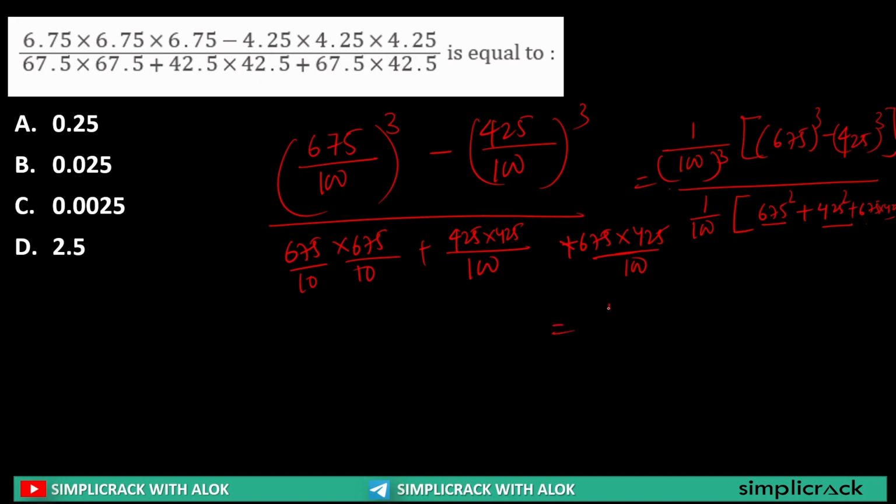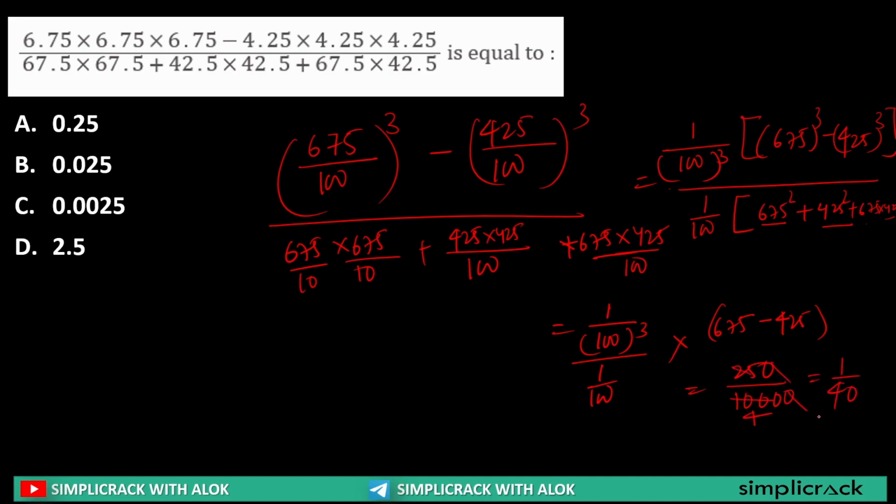So on the top side it will be 1 by 100 cube divided by 1 by 100 multiplied by 675 minus 425. And if you solve this, 675 minus 425 is equal to 250, and this whole thing will cross out and it will be 10000. Or if I solve it, 25 4 is 100, so 1 by 40, or 0.025. See, this is all about the calculation, but you need to understand why I am taking the decimal out of the picture. But that's how you will be able to solve the questions easily.